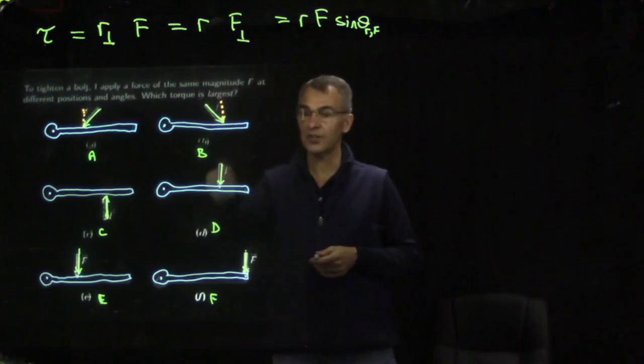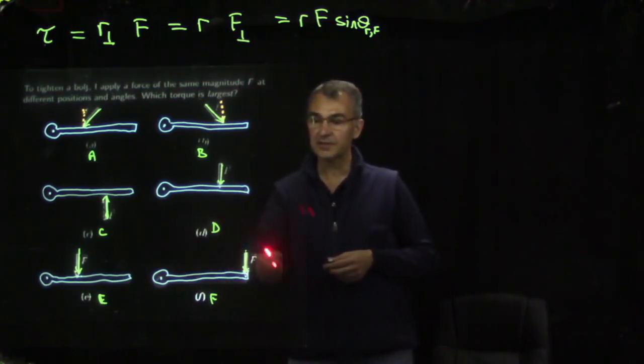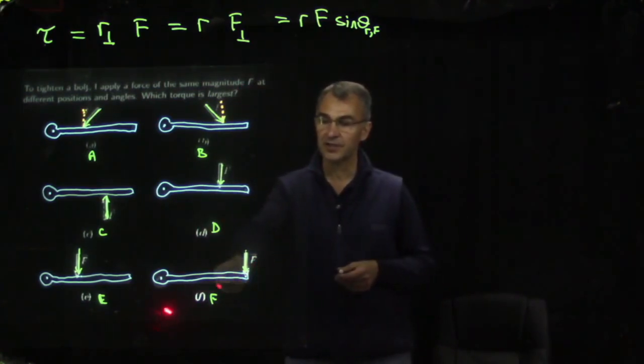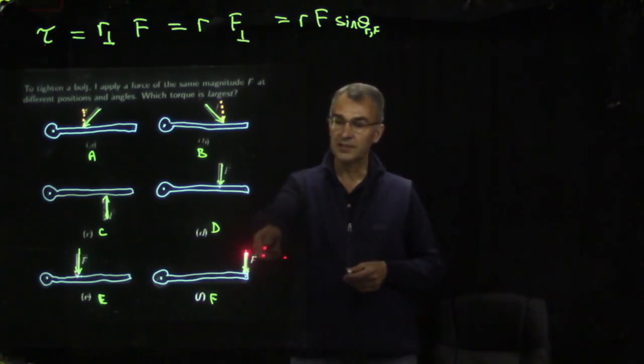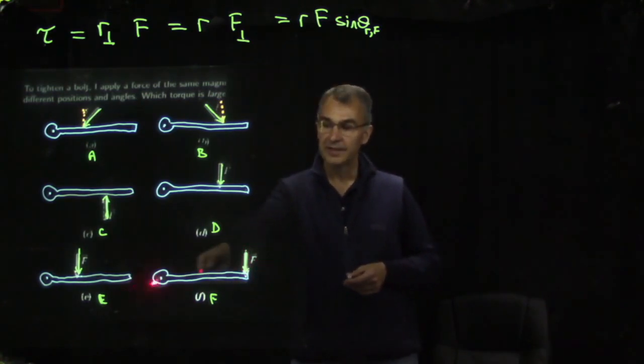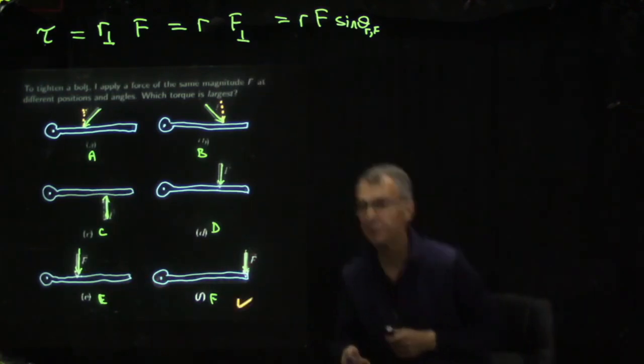In any case, this question is saying which torque is largest. So I think it's clear that situation F, Foxtrot here, situation F has the largest torque because it's the entire force, because it's perpendicular, and it's the entire length of the wrench. So I like F for the largest torque.